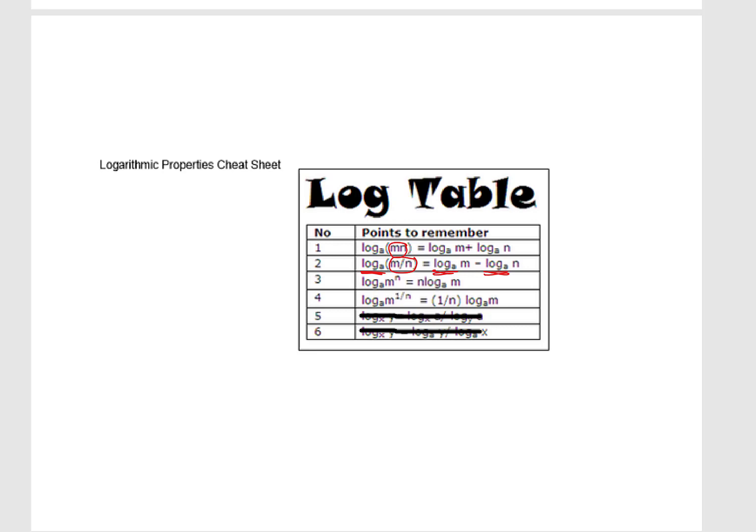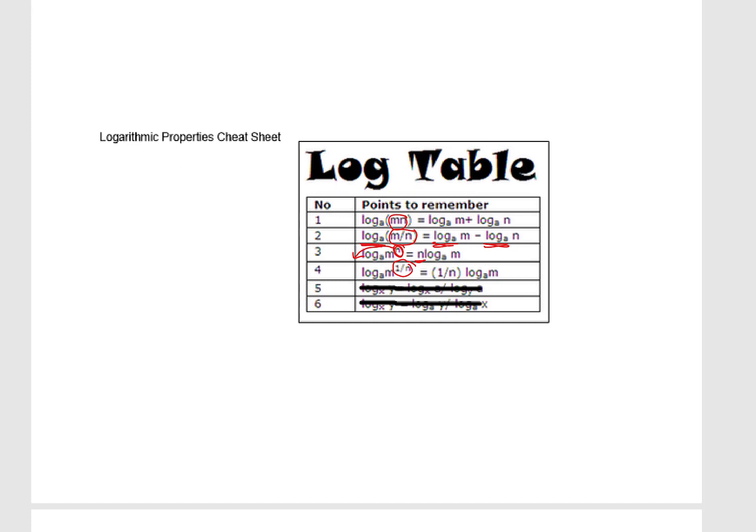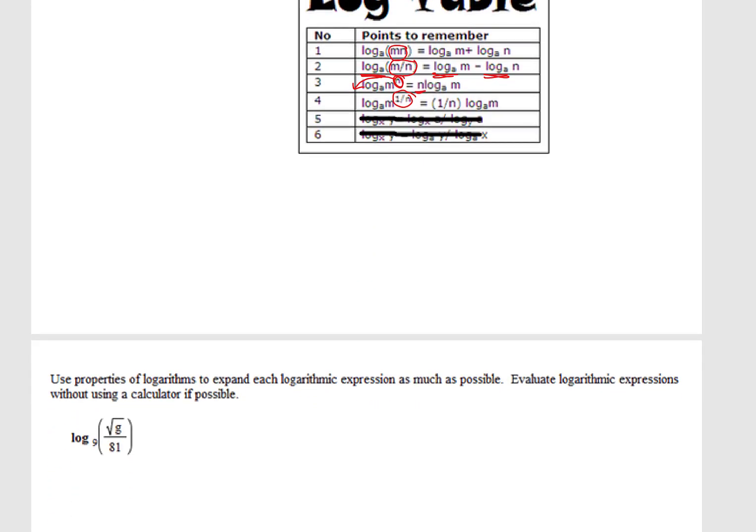Then this one right here is saying, if I have an exponent, then I can take that exponent and plop it down in front. It's the same thing if the exponent is a fraction; I just took it out front. And that's showing this last one, where if we had a root of a number, we express it as a fraction in the exponent.